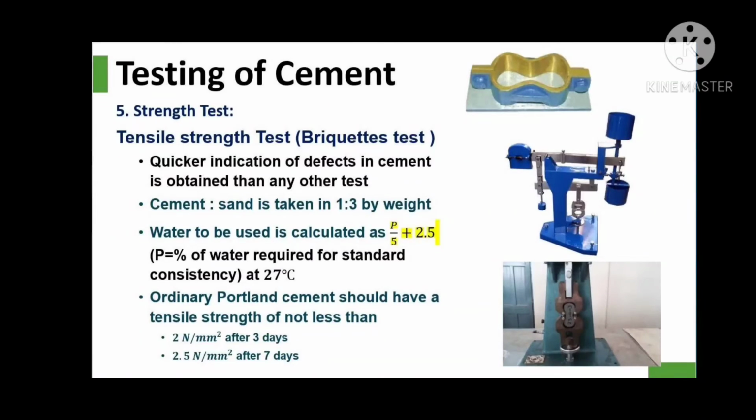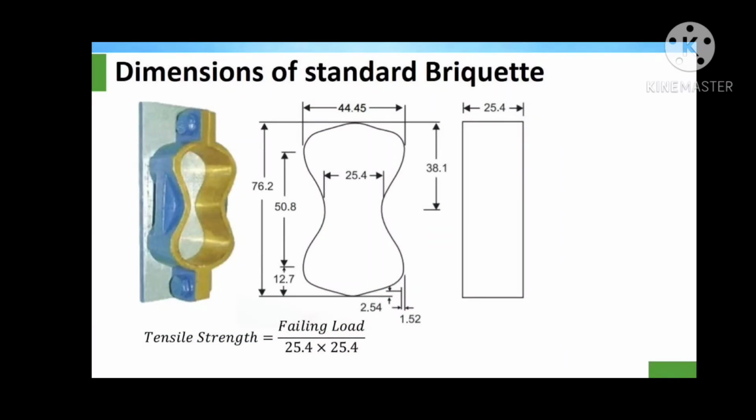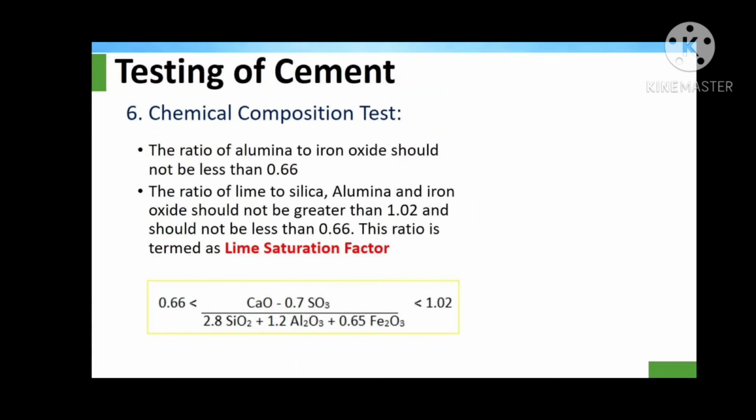Ordinary Portland cement should have a tensile strength of not less than 2 Newton per mm square after 3 days and 2.5 Newton per mm square after 7 days. Dimension of a standard brick briquette. Tensile strength is equal to failing load by 25.4 into 25.4.